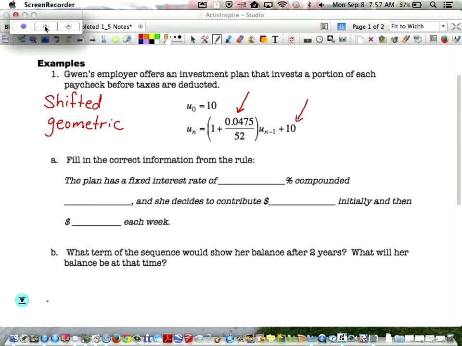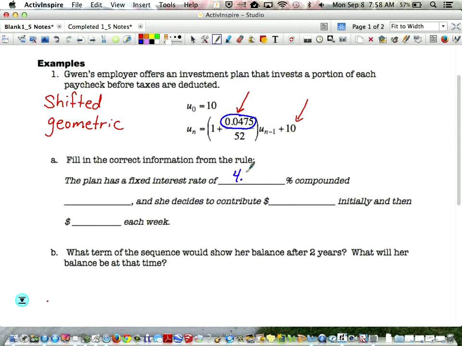Just to fill in the correct information, the plan has a fixed interest rate of what? Where would it? 4.75%. Right, remember, here is the decimal. So if you take a percent and divide by 100, you get the decimal. If you have the decimal and you multiply by 100%, you'll get back to the actual percent. So move the decimal to the right 4, and it's 4.75%.